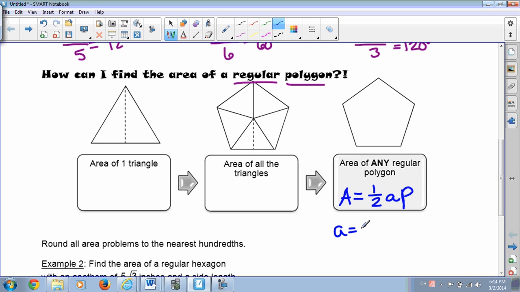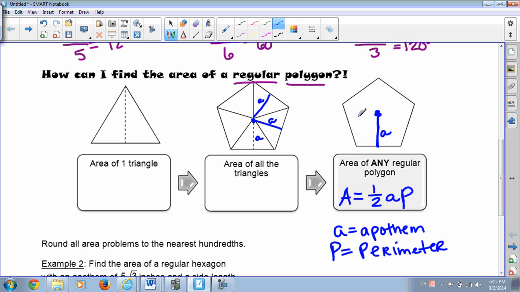Okay, so little a again stands for the apothem, which, remember, this dotted line goes from the center to the midpoint of the edge. That's an apothem. So right there, that would be an apothem. That would be an apothem. So from the center of this pentagon to the center of the edge would be the apothem. And then the perimeter, or the big P, just stands for the perimeter of your shape, which is simply the distance around the shape. So this side plus this side plus this side plus this side plus this side equals your perimeter. So this will be the formula that we are going to be working with when we are finding area of a regular polygon.